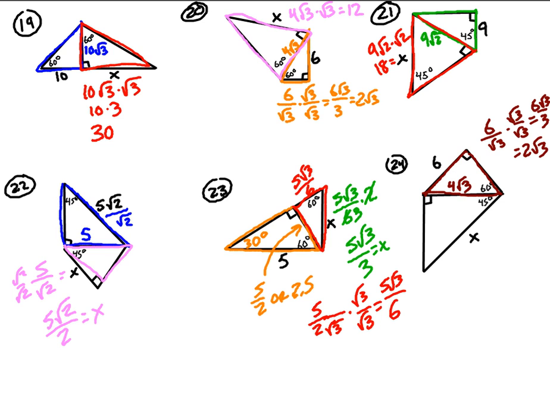So now looking at my new triangle, the blue triangle, I have a leg of a 45, 45, 90 triangle. So to get to x, I take the leg and I multiply by the square root of 2. So I have 4 times the square root of 6. And that can't be simplified, so that's my final answer.